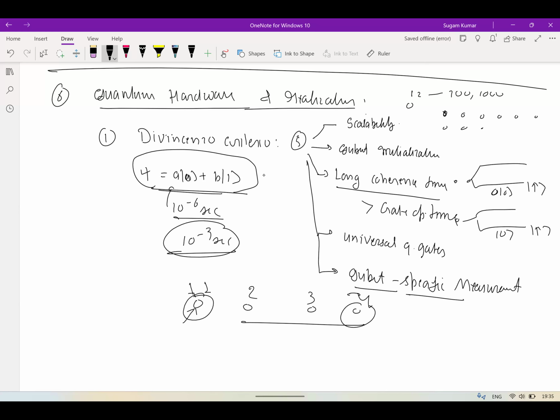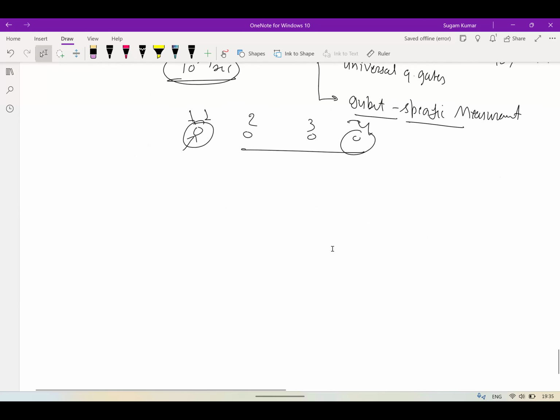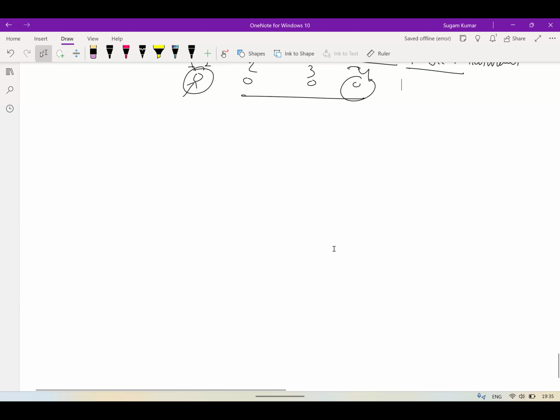So this is the DiVincenzo criteria. If you want to make a quantum computer, then your quantum platform must have these 5 capabilities. Then only will you be able to make a better quantum platform to make a quantum computer. So there are different platforms. The second part in this, I will discuss types of qubits across different platforms.